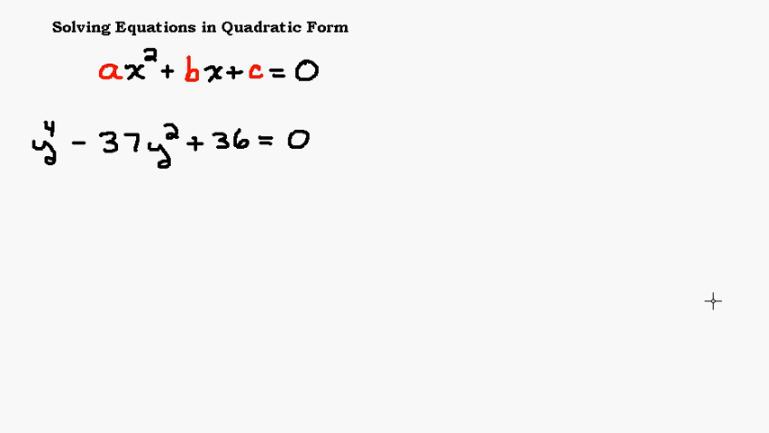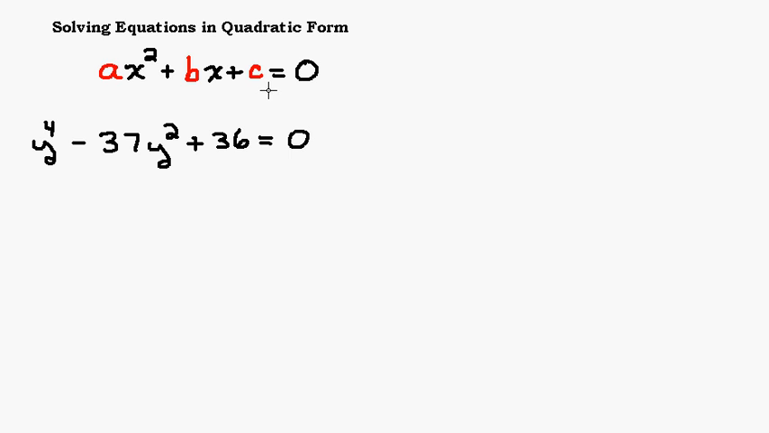In this video, we're going to look at solving equations that are in quadratic form. So let's remember what a general quadratic equation looks like. It's going to be in this general form right here, ax squared plus bx plus c equals 0, or it can be put into that form.